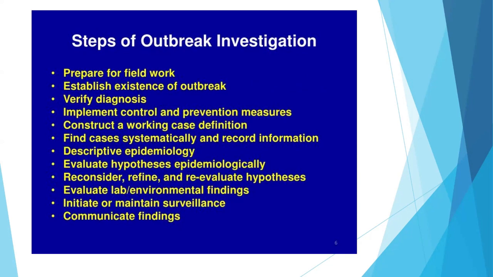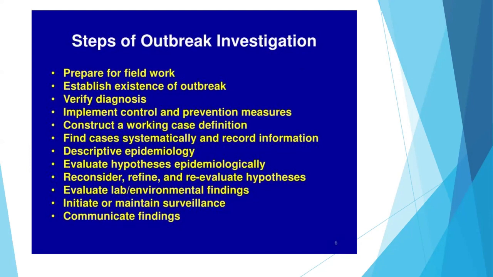Then we need to implement the control and prevention measures. Since we have diagnosed the disease, that okay, this is the disease that is occurring, we need to control that disease, and we need to also undertake preventive measures to stop the spreading or the development of disease in the normal population. We need to construct a working case definition. We need to find cases systematically and record information. We need to go through descriptive epidemiology.